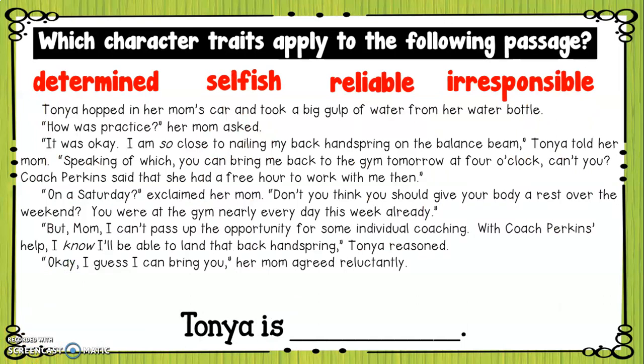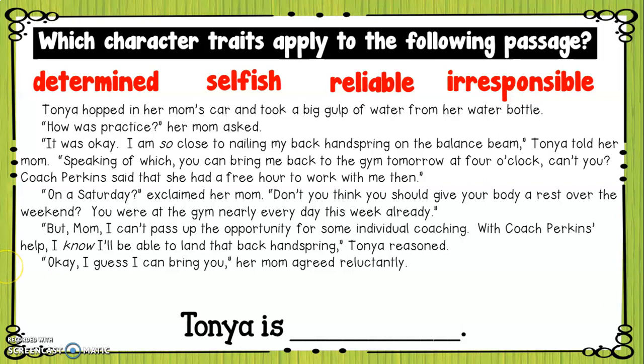Tanya hopped in her mom's car and took a big gulp of water from her water bottle. How was practice? Her mom asked. It was okay. I'm so close to nailing my back handspring on the balance beam, Tanya told her mom. Speaking of which, you can bring me back to the gym tomorrow at 4 o'clock, can't you? Coach Perkins said that she had a free hour to work with me then. On a Saturday? Exclaimed her mom. Don't you think you should give your body a rest over the weekend? You're at the gym nearly every day this week. But Mom, I can't pass up the opportunity for some individual coaching with Coach Perkins' help. I know I'll be able to land that back handspring, Tanya reasoned. Okay, I guess I can bring you, her mom agreed reluctantly.